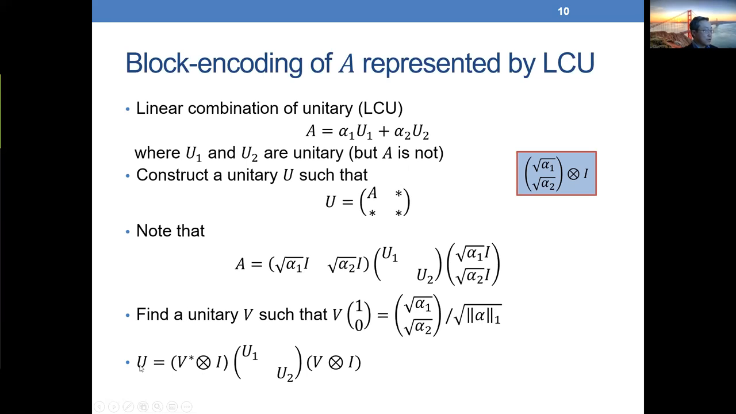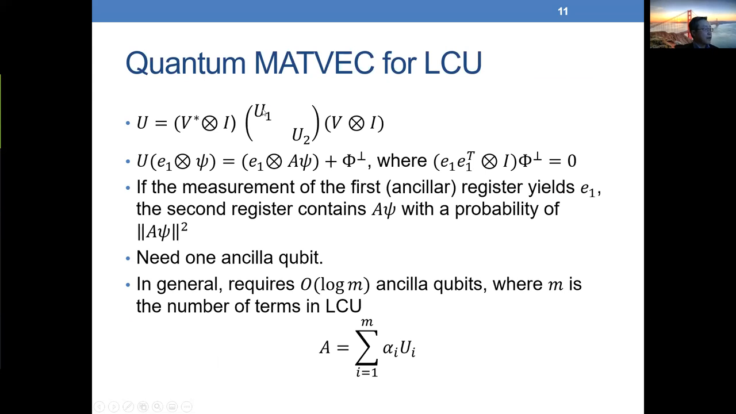And then you can write your block encoding as U equals V transpose Kronecker with identity, times this block diagonal unitary, and V Kronecker with I. You can verify, I'm not asking you to do it right now, that if you apply this U to this vector, you'll get E1 Kronecker with A psi, plus some orthogonal components. And then if you measure the first register and it comes out to be E1, here I switched notation, so E1 is basically the zero ket, you get A psi in the second register with the probability of the norm of that A psi. So to do that, you just need one extra ancilla qubit.